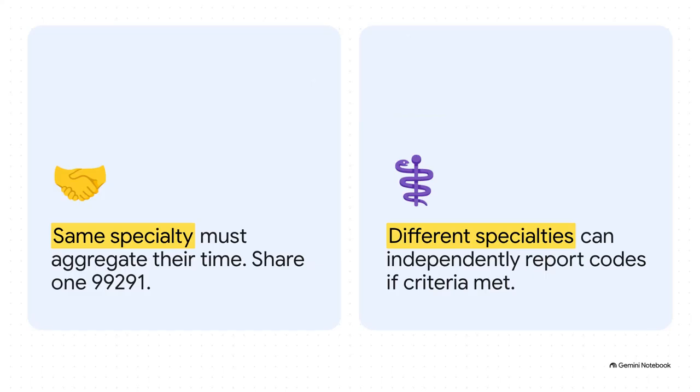Well, the rules are starkly different depending on the specialty. If the providers are in the exact same specialty and the same group practice, say two intensivists handing off a shift, they act as one single physician. They have to aggregate their time together. They share one single 99291 base code for the entire day. But if the providers are from different specialties, like our intensivist and our nephrologist, they can each independently report critical care codes 99291 and 99292, as long as they each individually meet the medical necessity and the time requirements for their specific portion of the care.